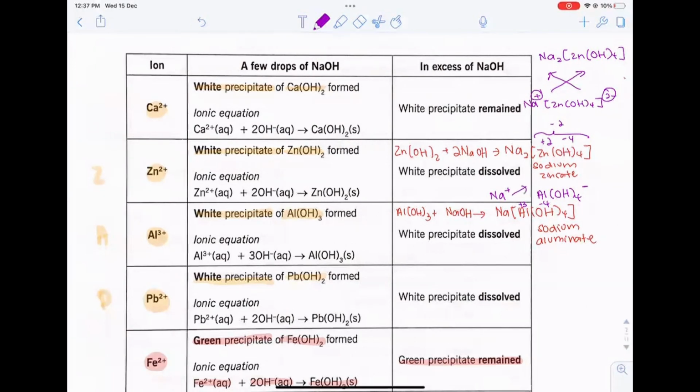And then when you swap these two together, you will get NaAl(OH)4. Okay, so that's sodium aluminate. Over here, it is balanced.